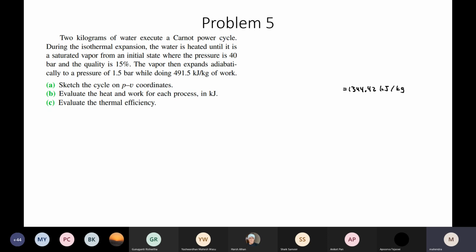So the first and last parts are so easy. But B is a very lengthy process. It covers all calculations in one problem. Let us see.